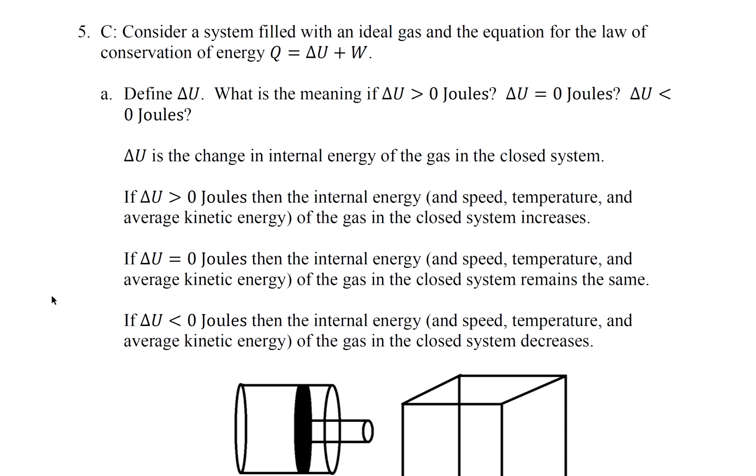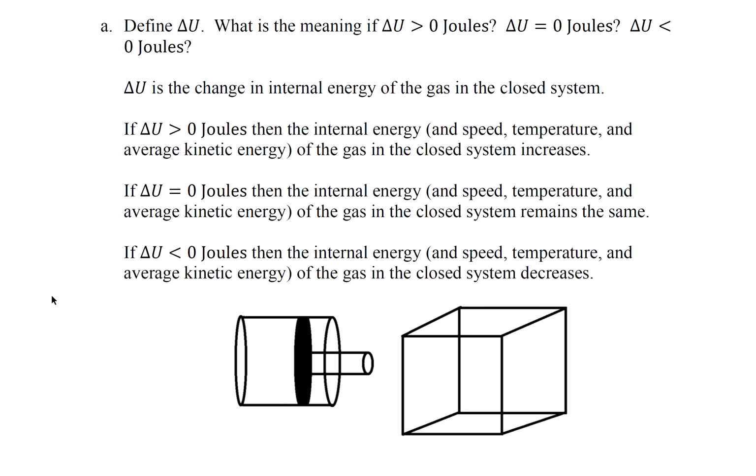If delta U is equal to 0 joules, then the internal energy of the gas in the system remains the same. Internal energy being speed, temperature, and average kinetic energy. Remember, the meaning of temperature is average kinetic energy, and average kinetic energy depends on the speed. So speed, temperature, and average kinetic energy have a very close relationship with each other. If delta U is less than 0 joules, then the internal energy of the gas in the closed system decreases.